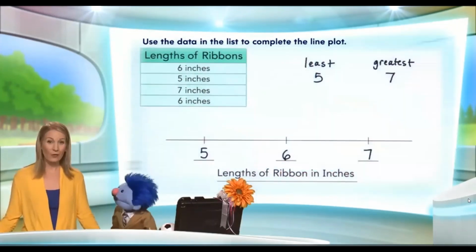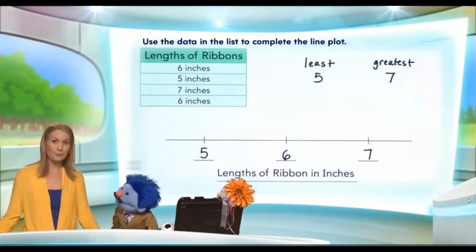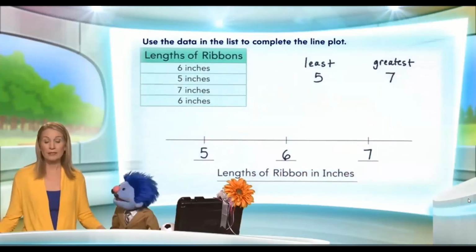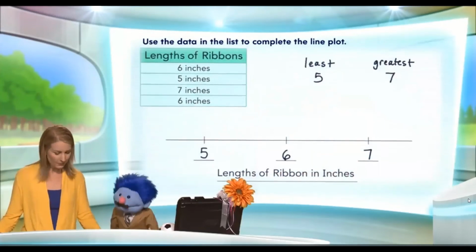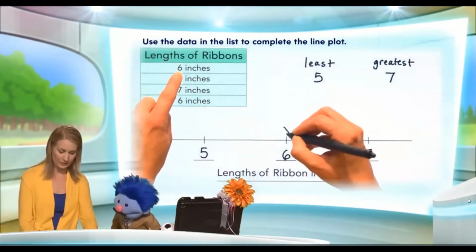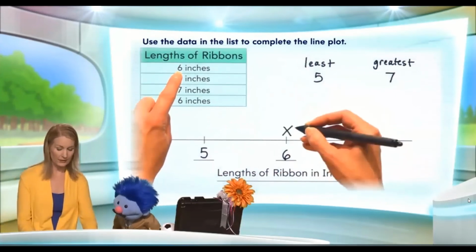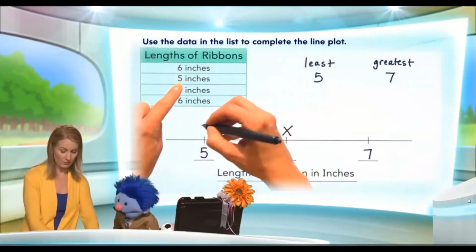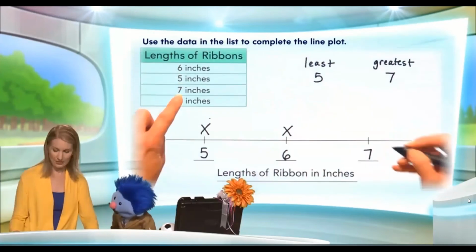Okay, now we're going to place an X for each length in the line plot. You ready? Good. Okay, so let's go down the list. 6 inches, we'll put an X right there above 6. Yeah. 5 inches, it's right over there. Yep. And 7 inches. Yep.